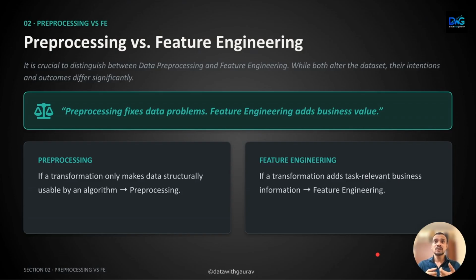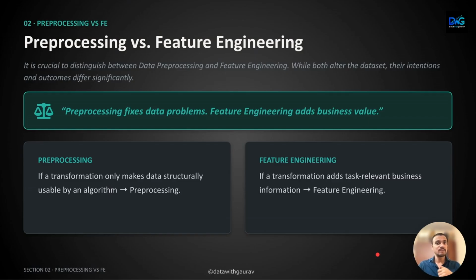Whereas feature engineering, on the other hand, goes a step ahead. Instead of just cleaning the data, it creates or transforms features in a way that helps the model better understand the underlying problem and make more accurate predictions. So here is an easy way to decide which category a transformation belongs to.